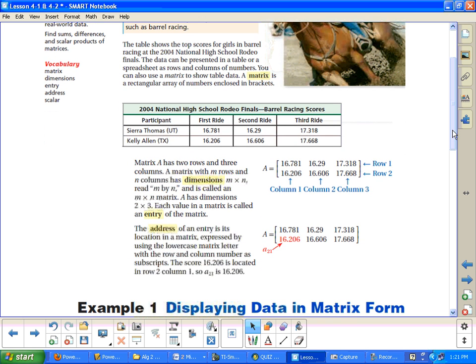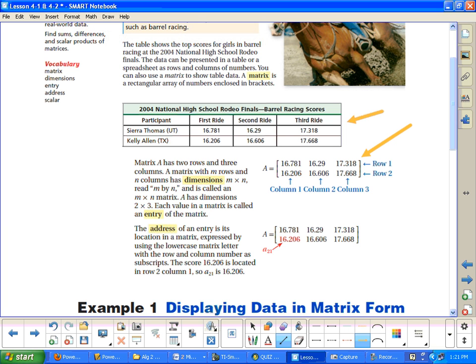So here we have the table, and we've taken that table and converted it here to a matrix. This matrix, which is matrix A, is always called by a capital letter, and has 2 rows and 3 columns. Whenever we talk about the dimensions of a matrix, we mention the rows first and then the columns. So we would say this was a 2 by 3 matrix.